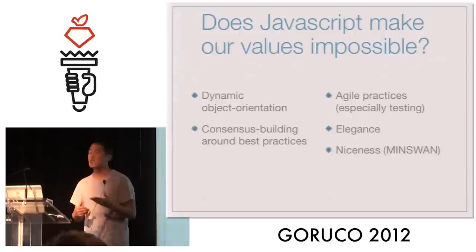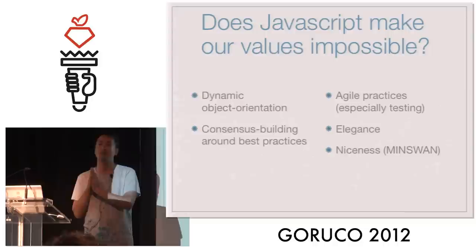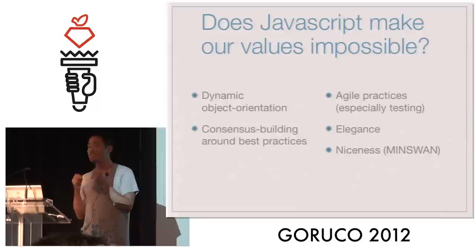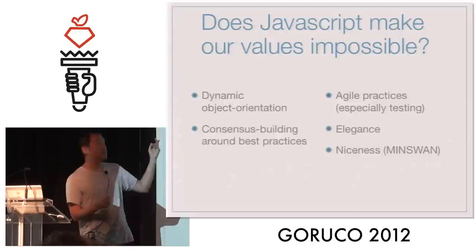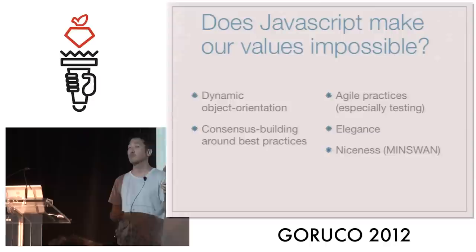But when you look at the core of it, when you look at the language, which is good, I mean, not as good as Ruby, but it's good, and you look at the browser environment, which is kind of shitty, but you can work with it, right? There is nothing on a technical level that makes these values impossible. We can do all of them here. So first of all, dynamic object orientation. And by the way, we should thank our lucky stars that it's JavaScript that won in the browser and not PHP, Perl, Java, ColdFusion. Can you imagine ColdFusion today, right?